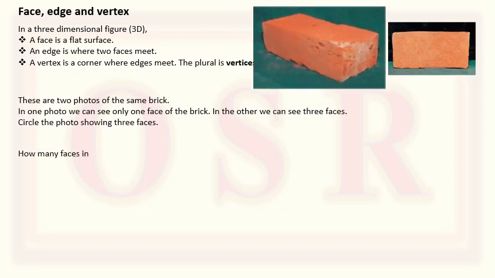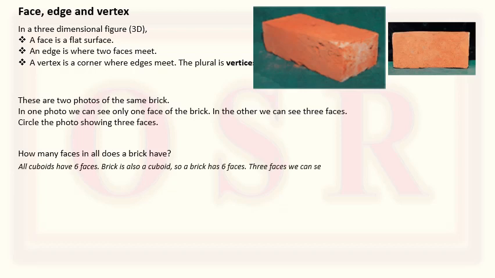How many faces in all does a brick have? All cuboids have 6 faces. A brick is also a cuboid. So a brick has 6 faces. 3 faces we can see in the above figure and the other 3 faces are behind each face we are seeing. For similarity, check a dice.